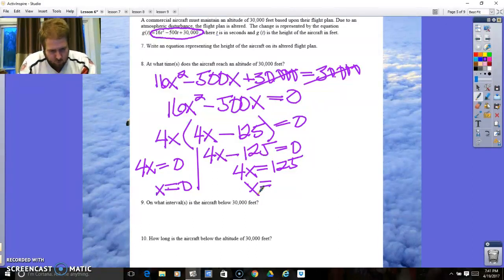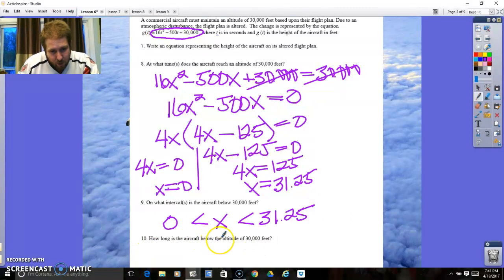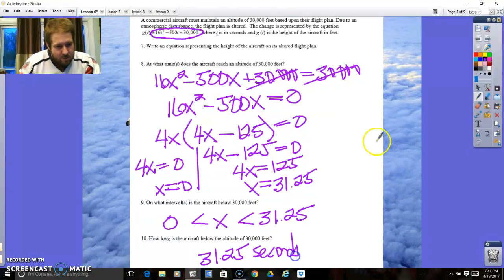Back to calculator. Here we go. 125 divided by 4 is 31.25. So there's your two answers. On what time interval is the aircraft below? So in between, when x was in between those two answers. And how long was the aircraft at 30,000 feet exactly? How long was the aircraft below? So that was 31.25 seconds. I'm just going to assume that was seconds.